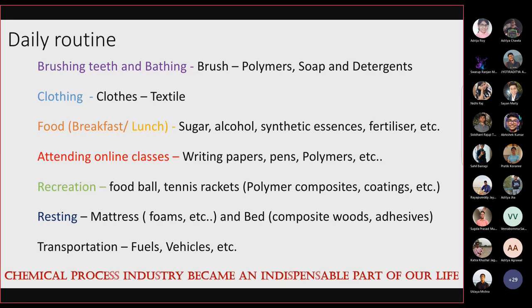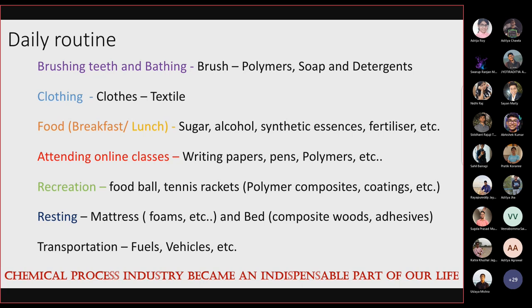I have just taken very simple examples. If we take these, we can see that majority, I won't say everything, majority of things available for a common man in this modern world are being produced in chemical process industries. It is not an exaggeration to say chemical process industries became an indispensable part of our life. It's not at all an exaggeration.